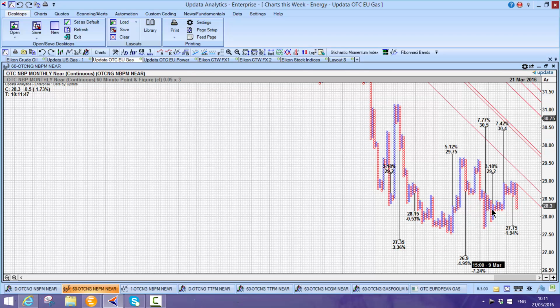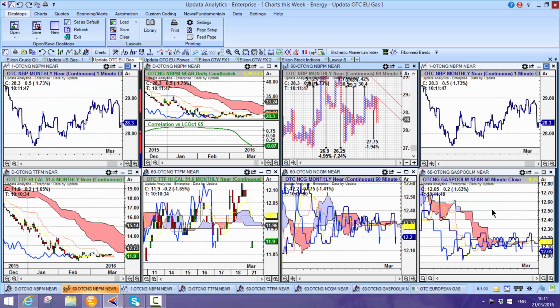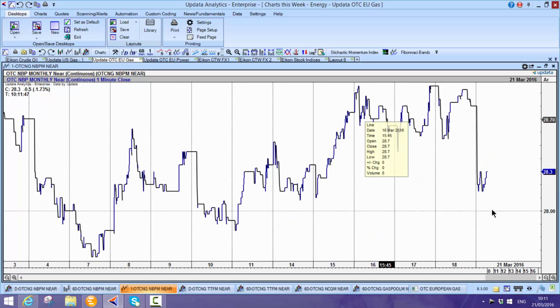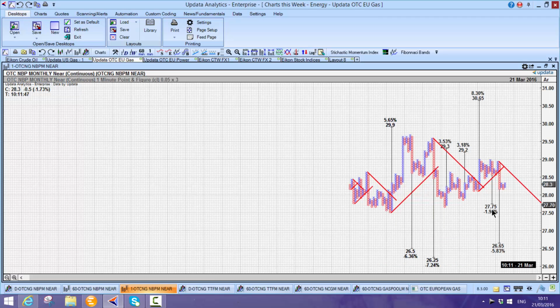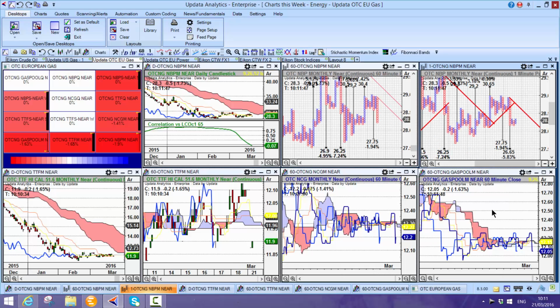So it is showing us that gas could go either way. We'd probably favour the downside with that move below the cloud. If you're trading NBP very short term, the 1 minute charts are really where you need to go. And again, if we make new lows, then 26.65, 26.25, there's downward pressure at the moment, so we're not expecting NBP to have a great week.